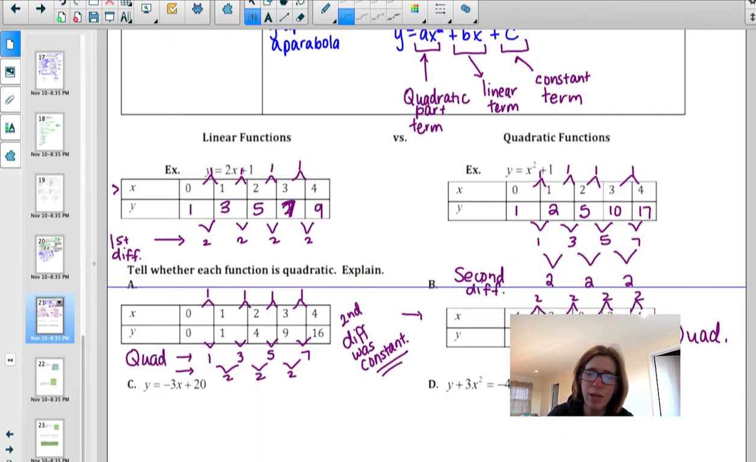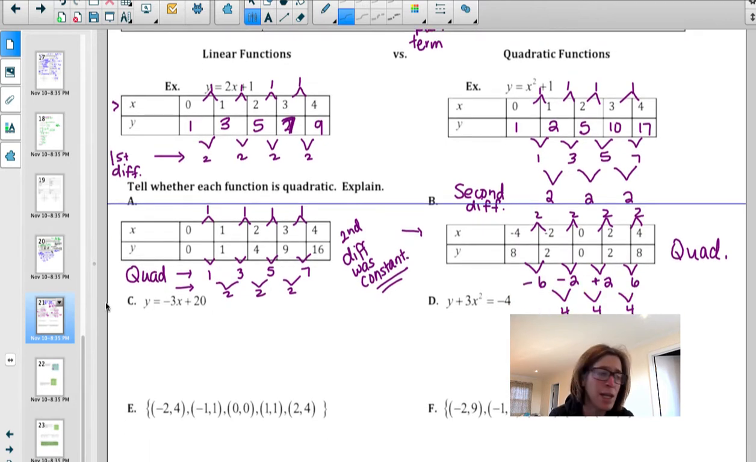I'm going to have you look at C, D, E, and F and see if you can come up with a method, by looking at the y's or looking at the equation, and give a reason as to why they might be linear or quadratic.